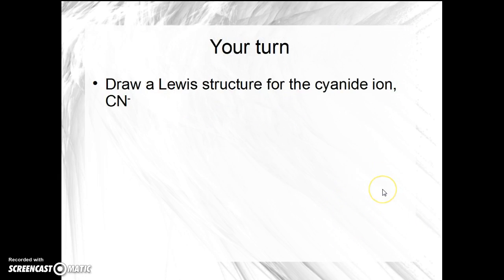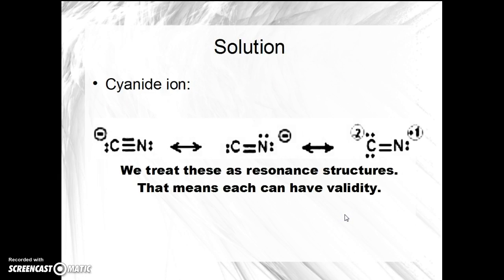Now it's your turn. Draw a Lewis structure for the cyanide ion, CN-, using the rules that we've taught you. Here are actually 3 solutions. The triple bond here with a negative charge over here, a double bond with a negative charge on the nitrogen, and then a really special one here with charges separated. Now, these we treat as resonance structures. Each can have some validity, and we'd have to do spectroscopic studies to see if any one of them predominates.